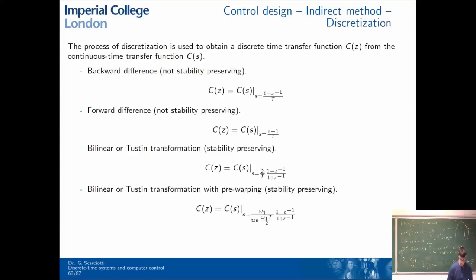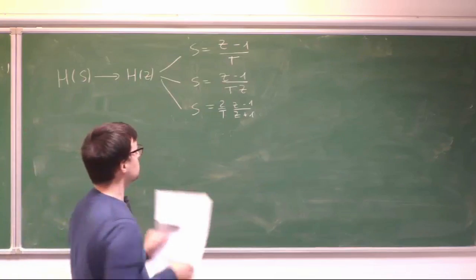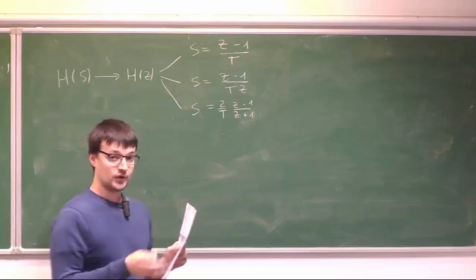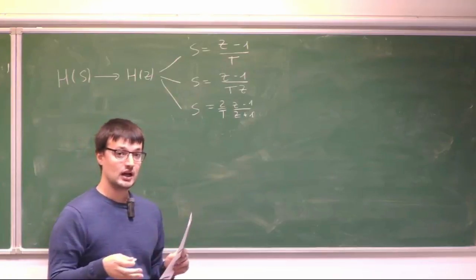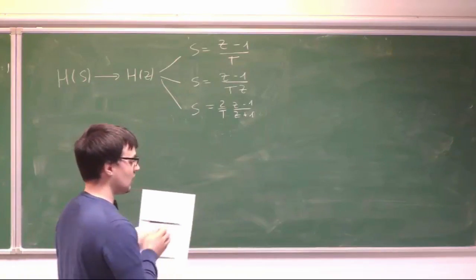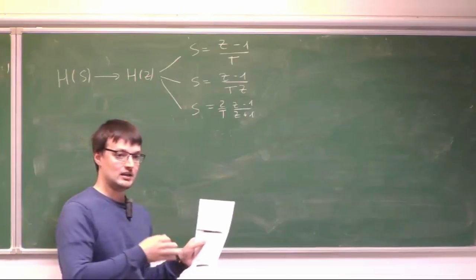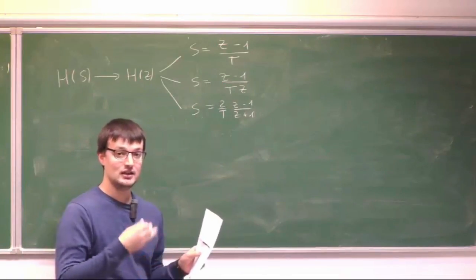Okay. So if we look at the slides, we have obtained these three rules: the backward difference, the forward difference, and then the bilinear or Tustin transformation. Now what we want to study is if these transformations preserve or not stability. So to study if stability is preserved or not by these discretization algorithms, we have to see how the left-hand side complex plane is mapped in the discrete domain.